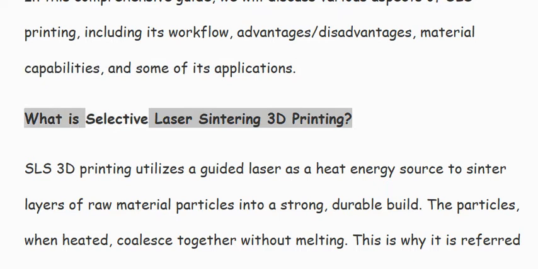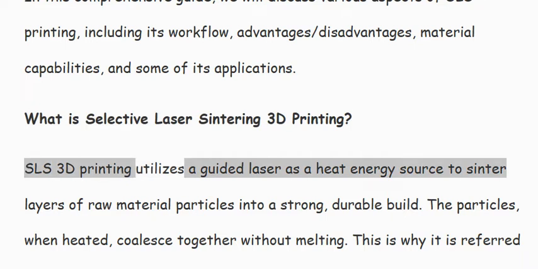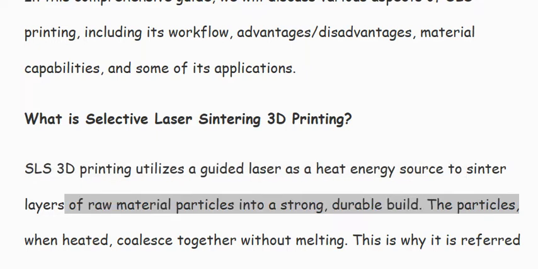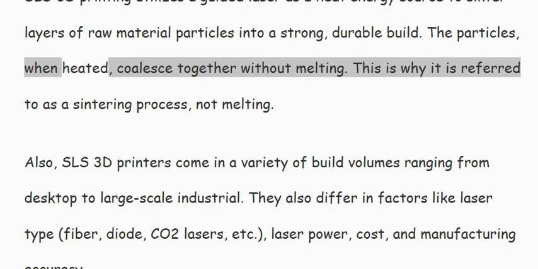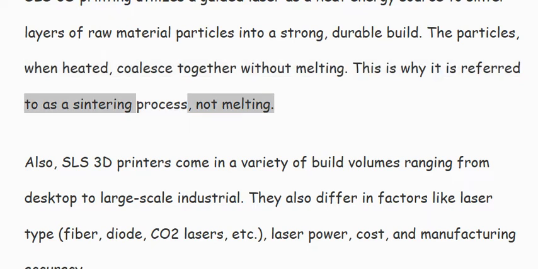What is Selective Laser Sintering 3D printing? SLS 3D printing utilizes a guided laser as a heat energy source to sinter layers of raw material particles into a strong, durable build. The particles, when heated, coalesce together without melting. This is why it is referred to as a sintering process, not melting.